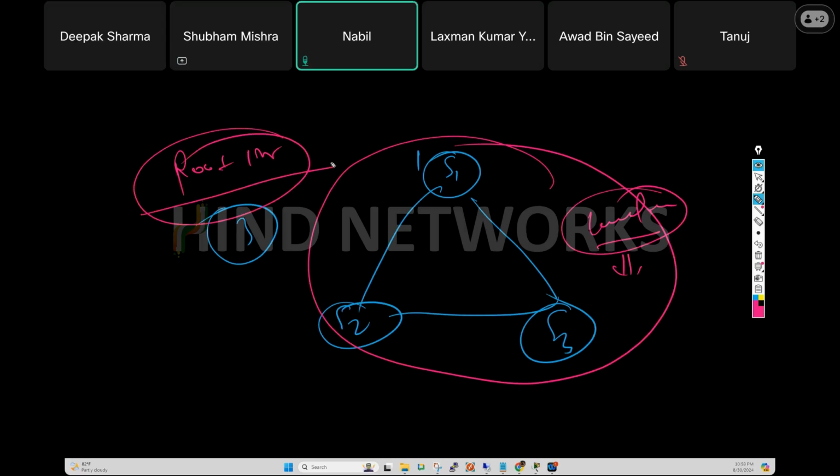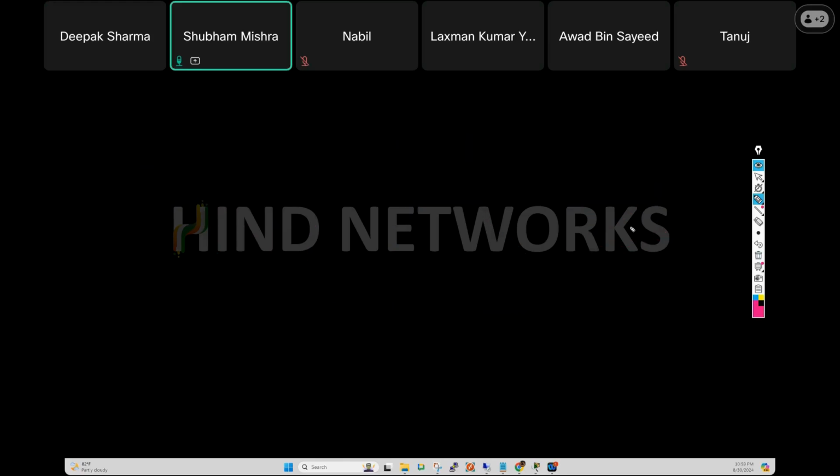Now the thing is, how will this root bridge be elected? In a company, they hire the team leader. But in your topology, there are some parameters, and on the basis of those parameters, the root bridge will be elected.